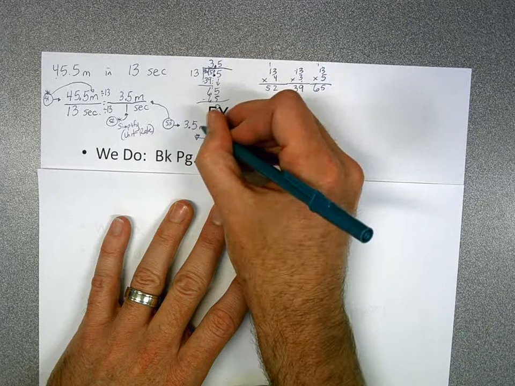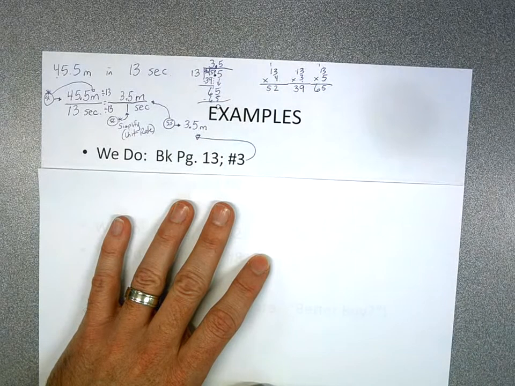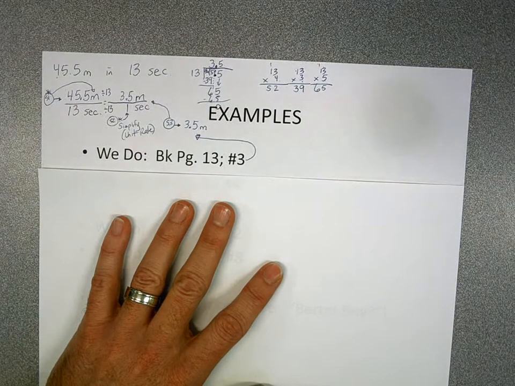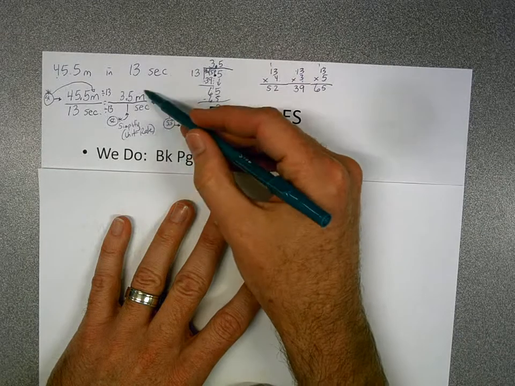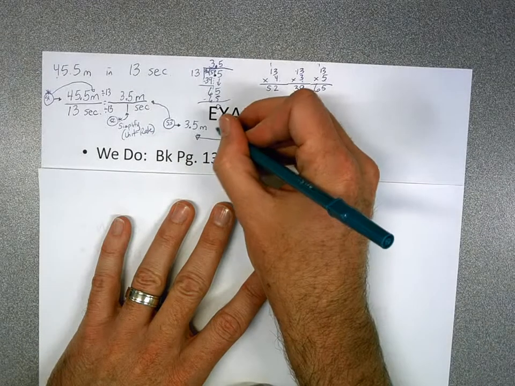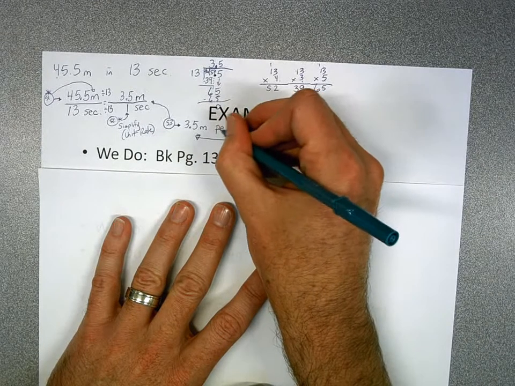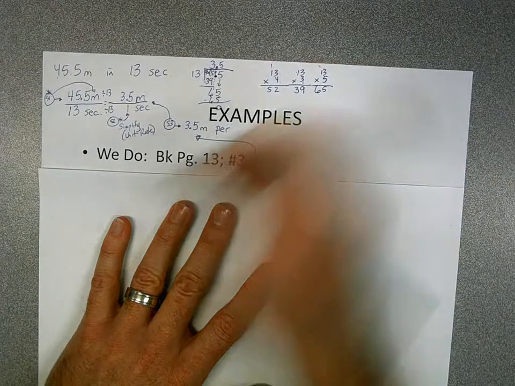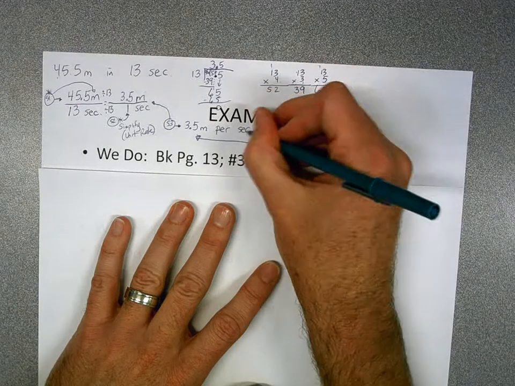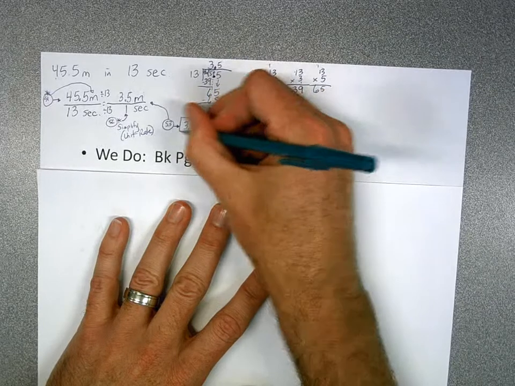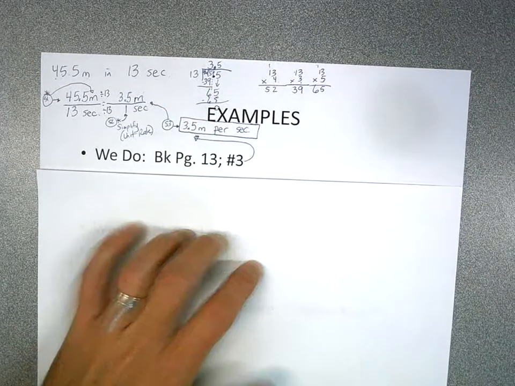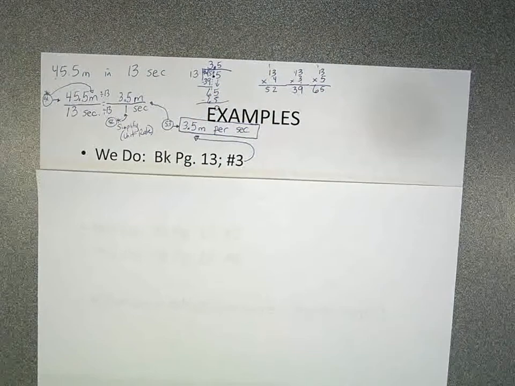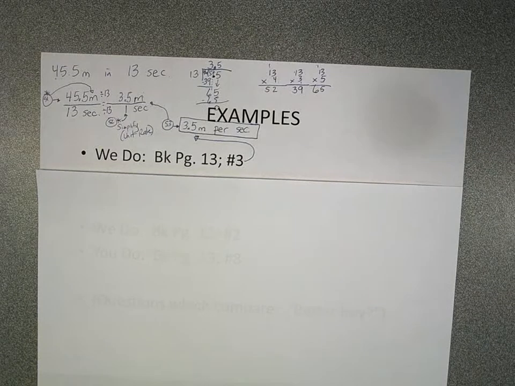3.5 meters. I'll even keep it as an abbreviation if you want. Save yourself some time, but here's what I want you to do. Instead of putting per 1 second, I want you to get used to using the word per. And it's not per 1 second, it's per second. And there's our final answer. It's 3.5 meters per second.